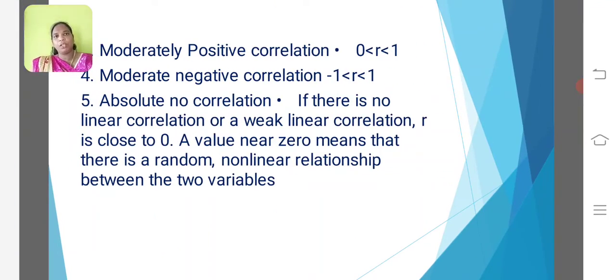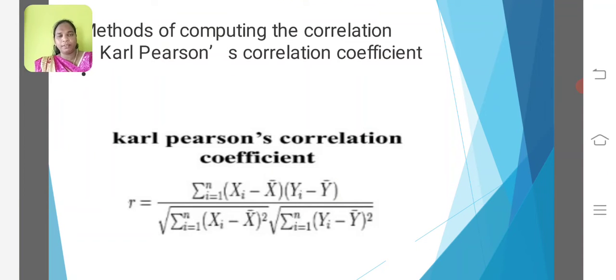Moderate correlation is when r is between 0 and 1, or between -1 and 0. With absolutely no correlation, there is a weak linear correlation when r is close to 0. And this is the formula for the Pearson correlation.